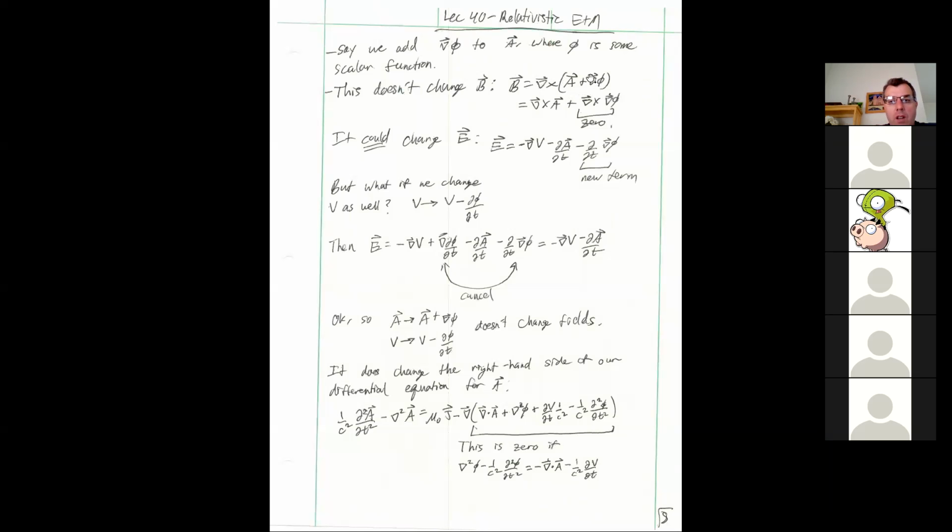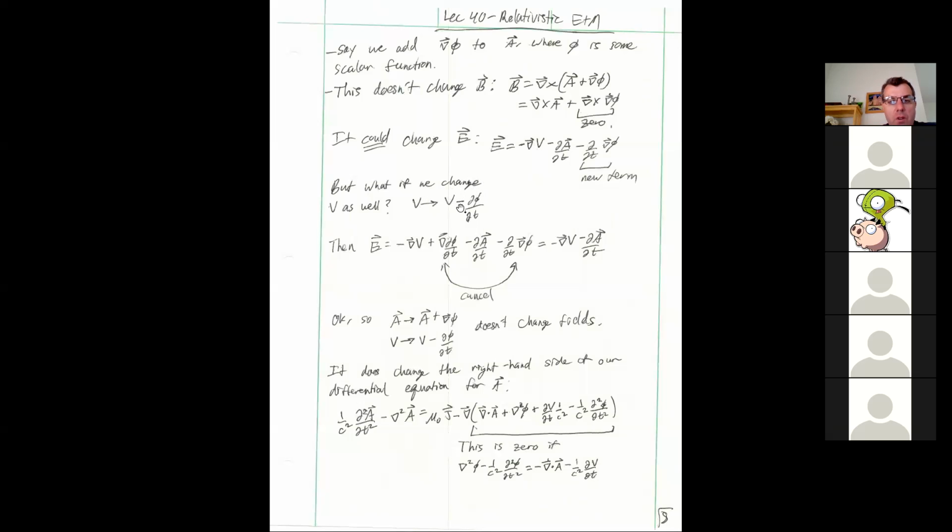And the curl of a gradient, as you learned in Calc 3 and as we reviewed a couple months ago, the curl of a gradient is 0. So if we add the gradient of a function to A, we don't change B one bit. All right, now it could change E unless we also change the voltage as well.